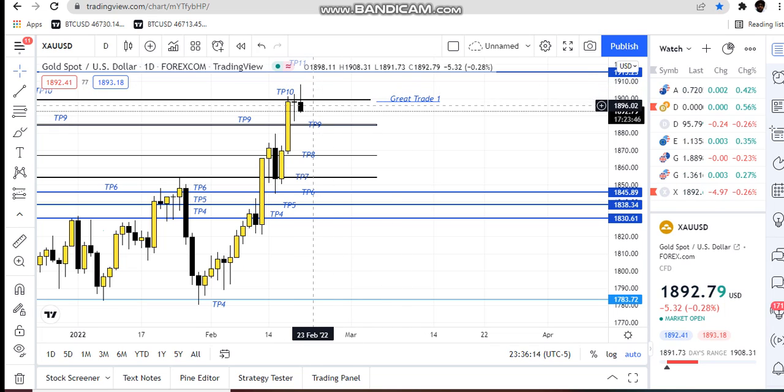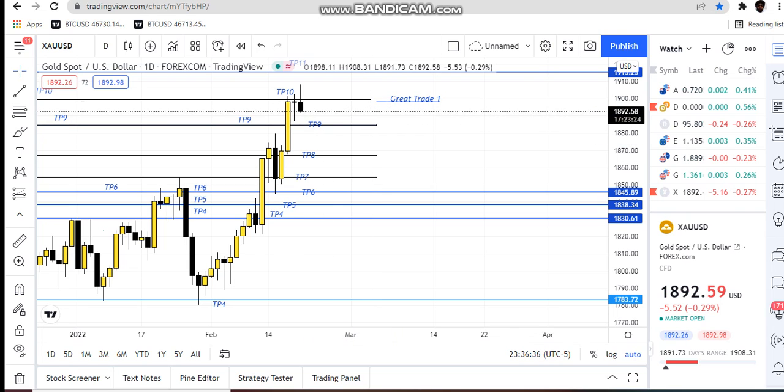And then what? Sellers push price back down on the daily. You can see sellers are in complete control for the day, pushing price back down. It's at 1892 right now. We got in at great trade one at 1898, and we're in profit now. We would have been in profit from 1898 all the way down to 1892. So extremely important for your psychology, gang.